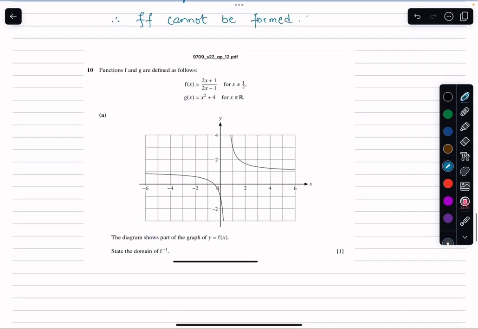So this is how. So the next question is taken from May June year 22, variant 2 and question number 10. So f of x is given as 2x plus 1 divided by 2x minus 1.